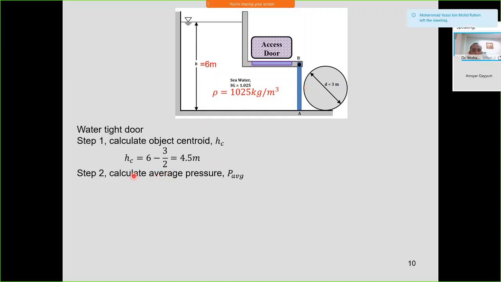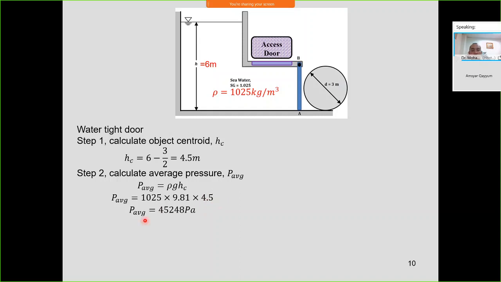And then the second step is to calculate the average pressure, P average. You already got the HC. P average is equal to rho g HC. Rho is 1025, g is 9.81, and HC we calculated is equal to 4.5 meter. So you got the P average equal to 45,248 Pascal, or 45.2 kilopascal. Okay, you already got the average pressure.